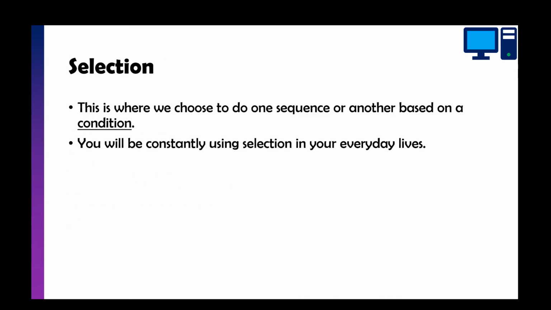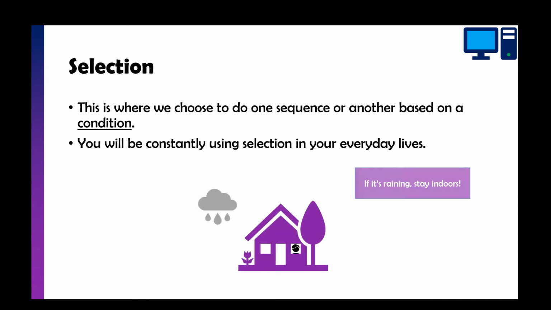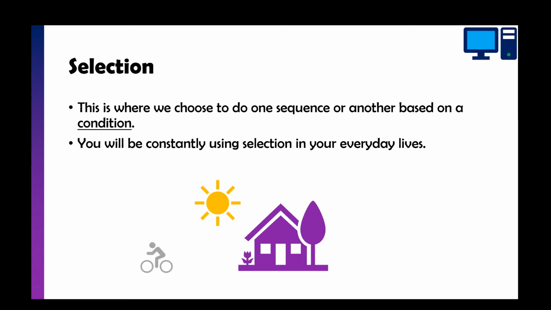Now, selection is where we choose to do one sequence or another based on a condition, and you'll be using this in your everyday lives. If it's raining outside, you're going to stay indoors. Whereas if it's sunny, you might go out on your bike for a bike ride. You're constantly using it when you're making decisions. If you're hungry, go to the fridge. If you're tired, go to sleep. If you're not tired, don't go to sleep. It's just choosing things to do based on a condition in our lives, and this is how programs are written to make their own decisions essentially.